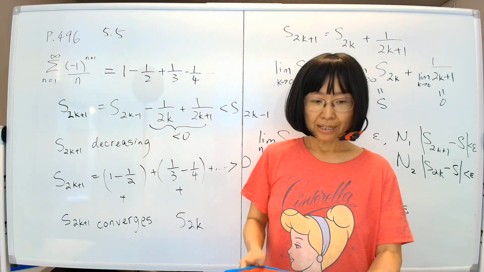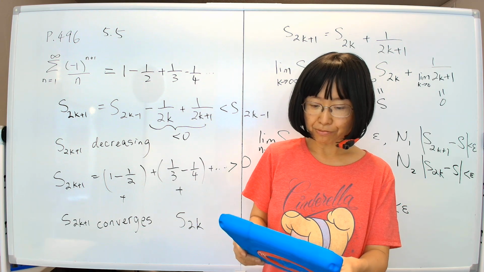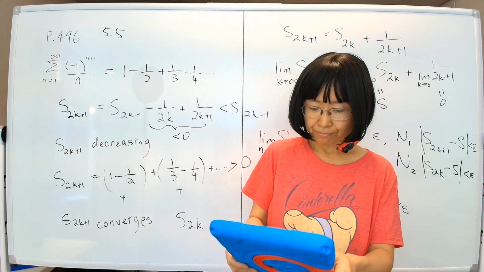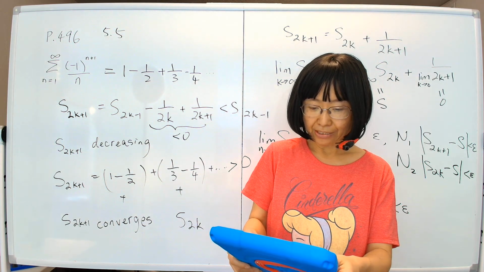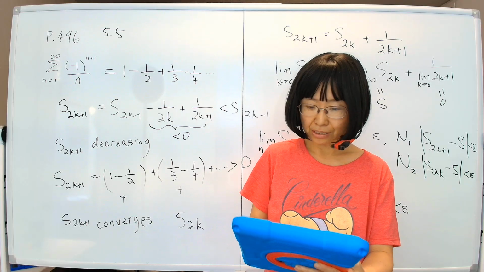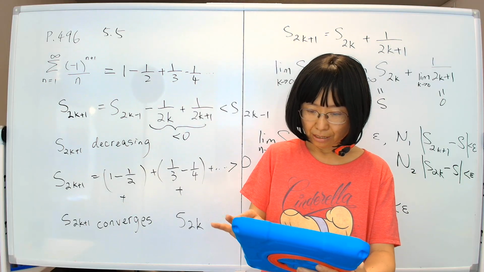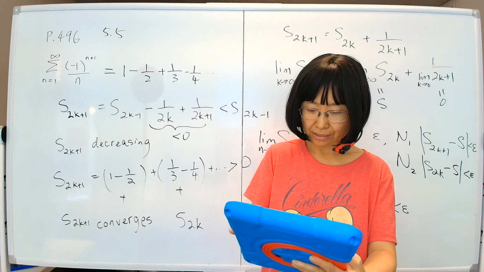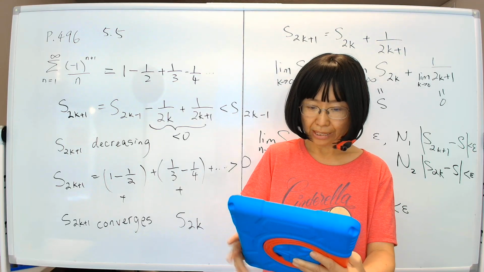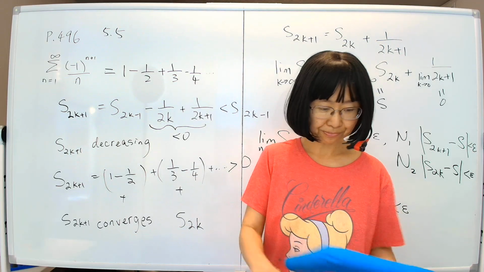All right, so next let's look at example 5.19, which is a direct application of the alternating series test. So please do convergence of the alternating series. Please do it as part of your homework.